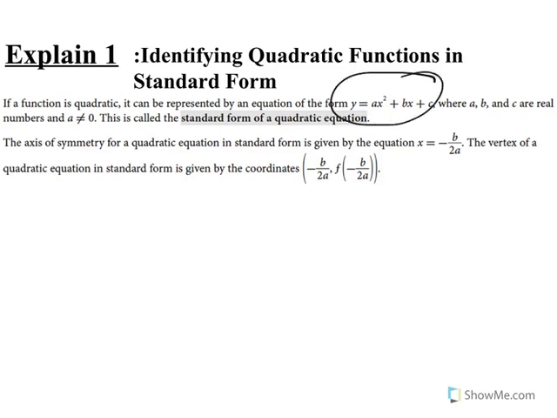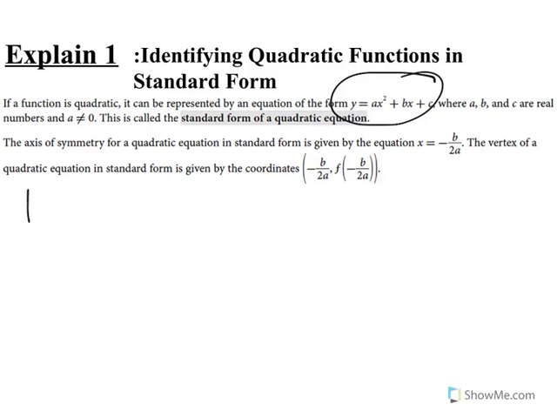The axis of symmetry of a quadratic equation in standard form is given by the equation x equals negative b over 2a. The vertex of the quadratic function in standard form is given by the coordinate x equals negative b over 2a, comma, y equals the function f of negative b over 2a.